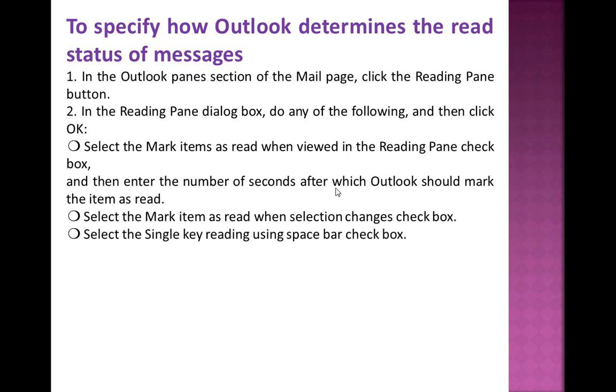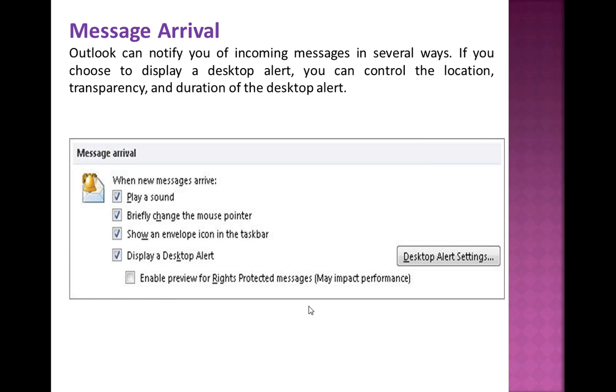Suppose I open the mail. After 5 seconds, it will display my mail as a read mail. The user enters, by going to File and Options, the number of seconds after which Outlook should mark the item as read. Then the next one is to select the 'Mark item as read when selection changes' checkbox. Select the 'Single key reading using spacebar' checkbox. So this is how we can specify how Outlook determines the read status of messages.